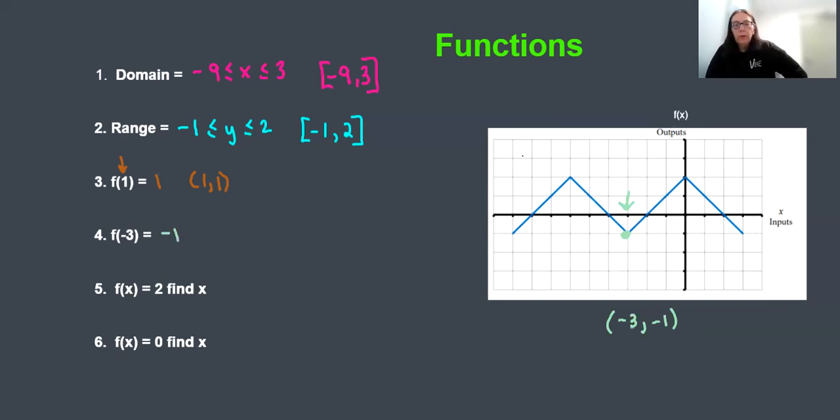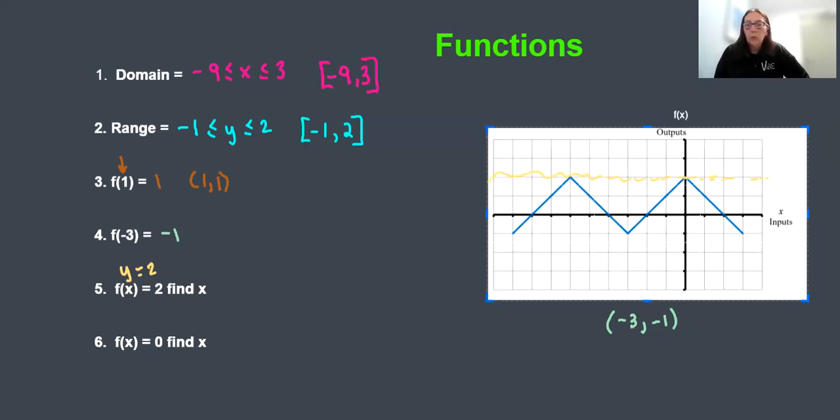Now be careful on the next one, because it doesn't give us the input value, it gives us the output value. So you've got to be really careful on these. They're saying that when y is 2, remember, f of x represents y. So when y equals 2, what is x? I want to look at the y-axis and go up to 2. Just make a line across there if you need to, so you don't miss any of them.